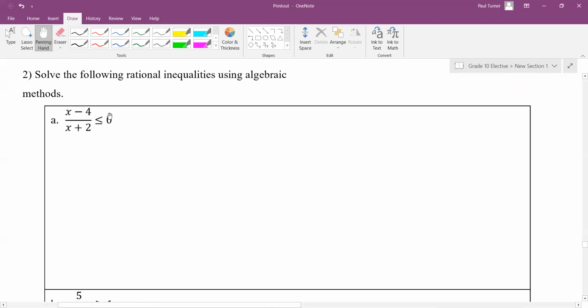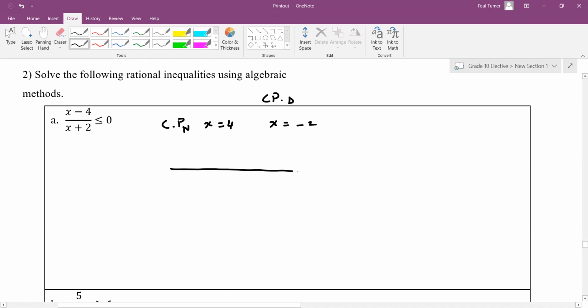Okay, but if you want to try it yourself, let me show you real quick. The critical points would be 4, because 4 minus 4 is 0. So you can write this down now. And the critical point here would be -2, because that would make the denominator 0 as well. So you get your critical points from the numerator, and this one is from the denominator.